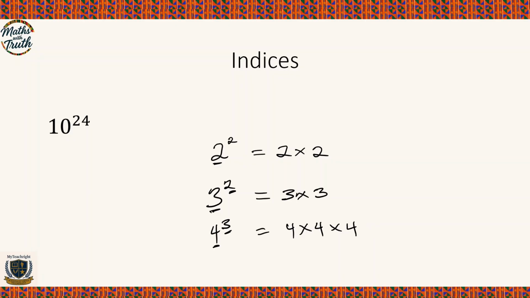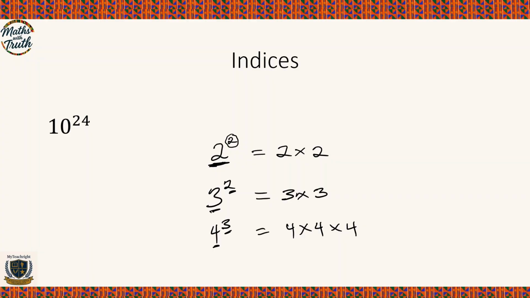Now, the number multiplying itself is called the base, right? That is the big number written here. And then this small one, that superscript, is called the index or the exponent or the power. And that indicates the number of times that the base should multiply itself.